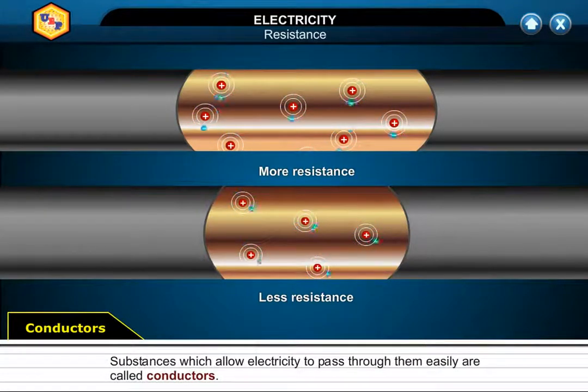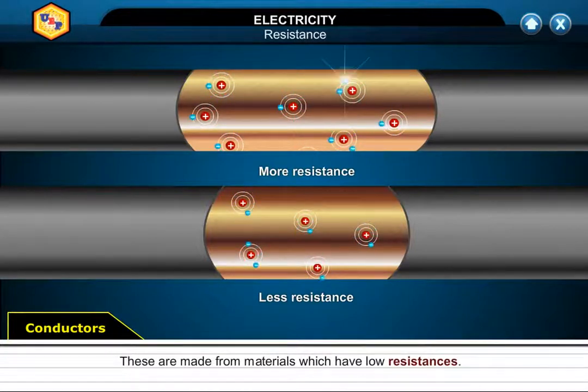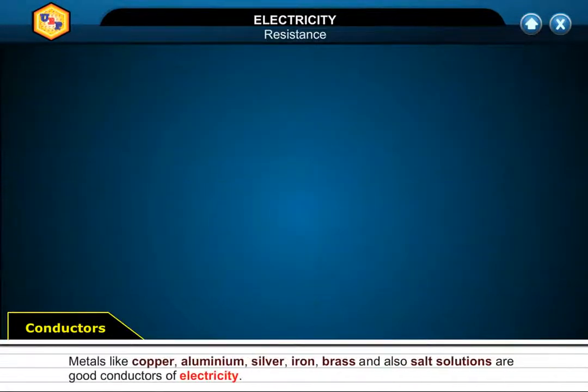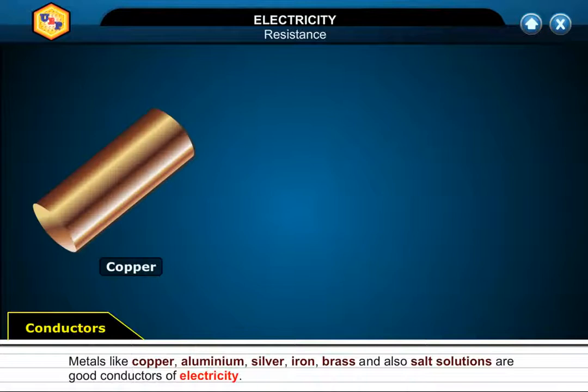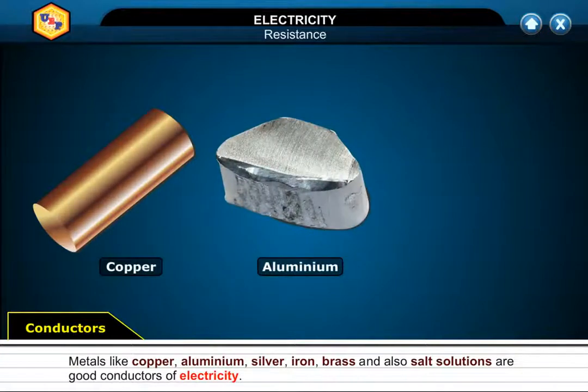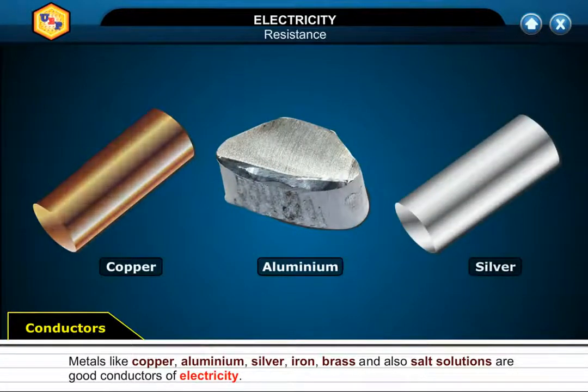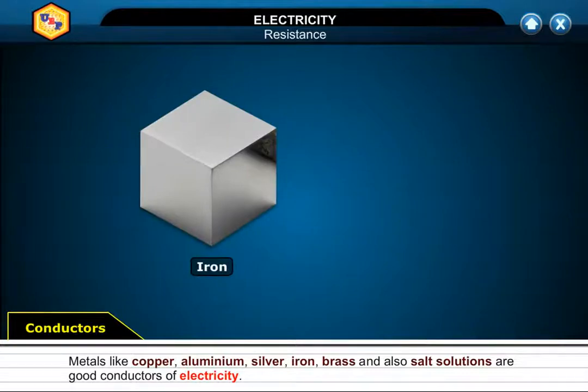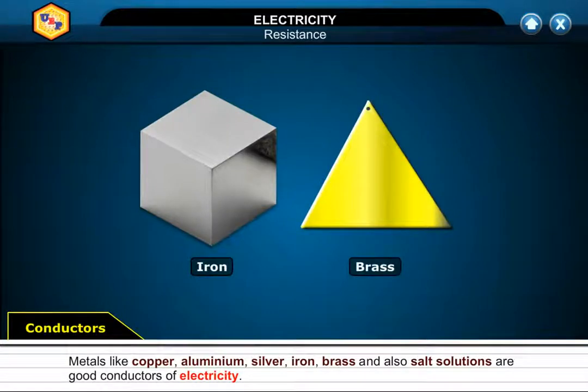Number 1. Substances which allow electricity to pass through them easily are called conductors. These are made from materials which have low resistances. Metals like copper, aluminium, silver, iron, brass and also salt solutions are good conductors of electricity.